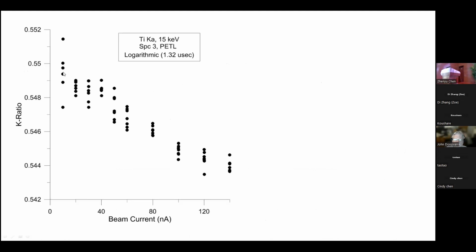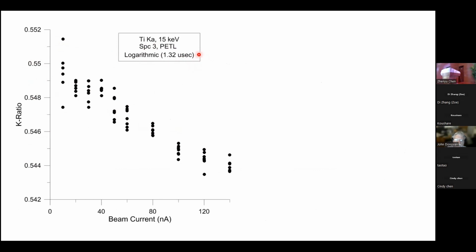And so let's apply that now to our original data. We still have 0.55 for our low beam currents, but as we go to higher beam currents, we have a slight decrease in the K ratio. Not a big decrease, but a small decrease. Well, that's because when we calibrated the dead time constant using the linear expression, there are some nonlinearities even at low count rates.